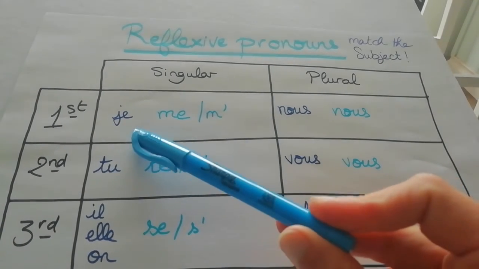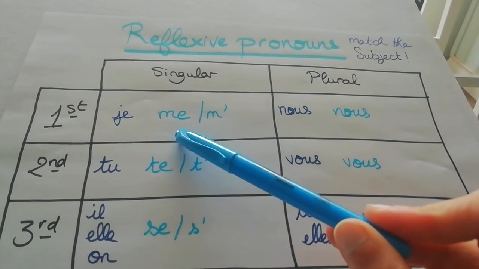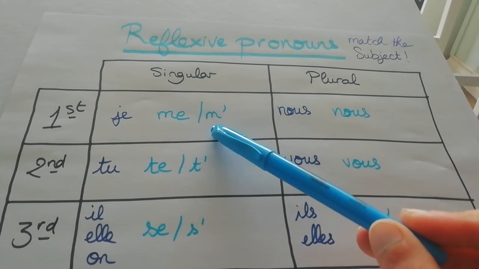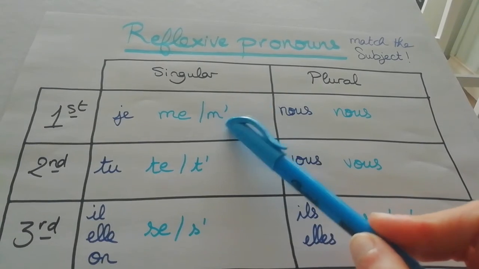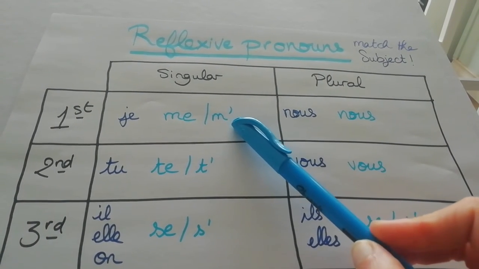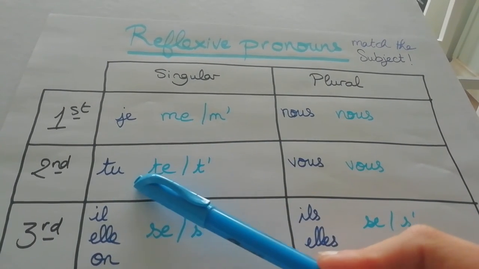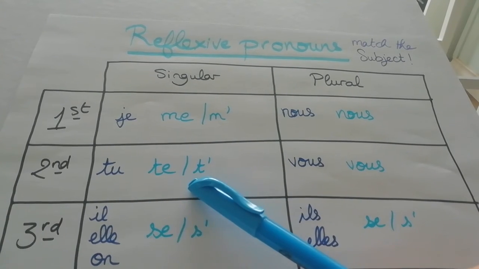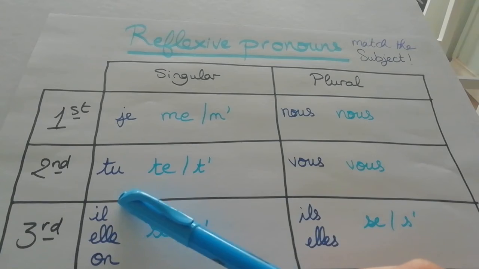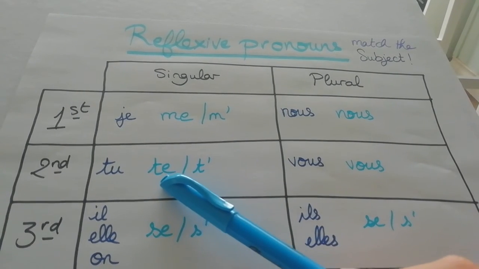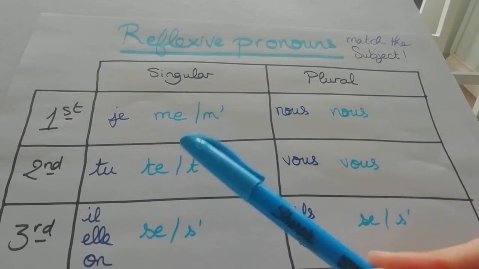So with je, we're going to use me if the verb starts with a consonant, or m apostrophe if it starts with a vowel. So we had je m'appelle, we had m apostrophe because appelle started with an A. Tu, we then have te or t apostrophe. Tu t'appelles would be your name is. And then tu te disputes, you're arguing with someone else.